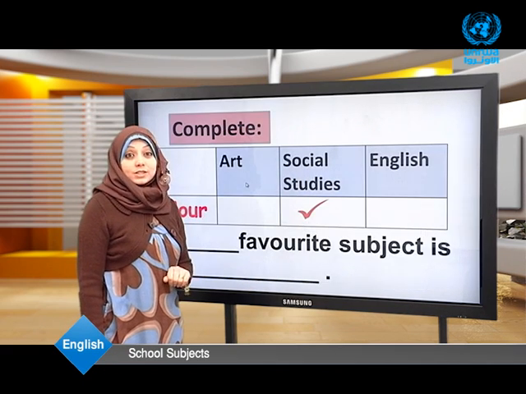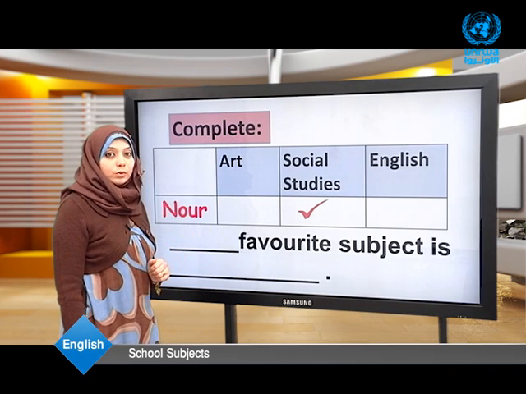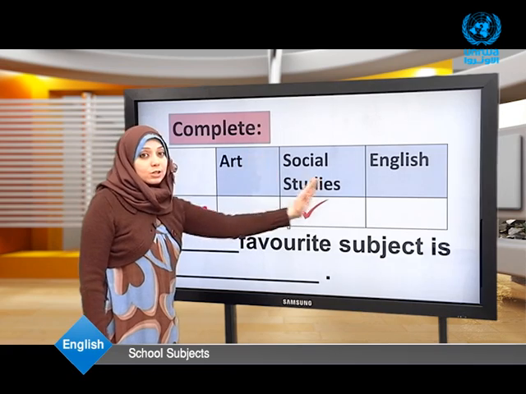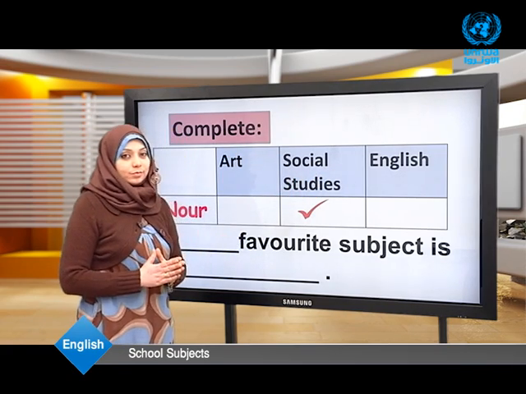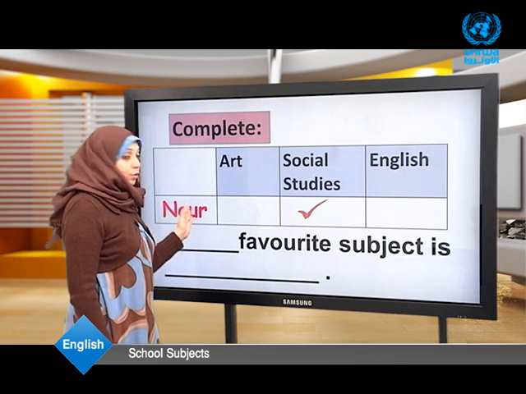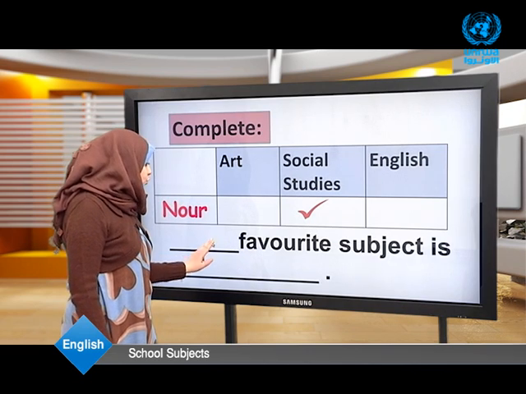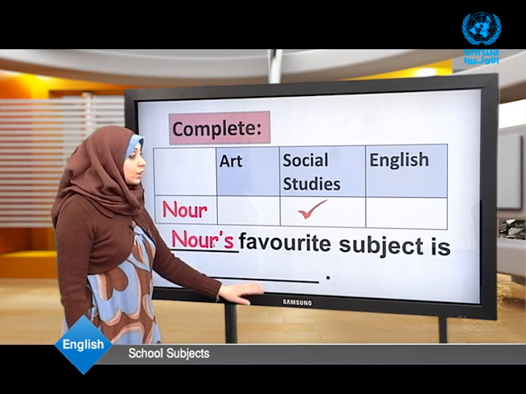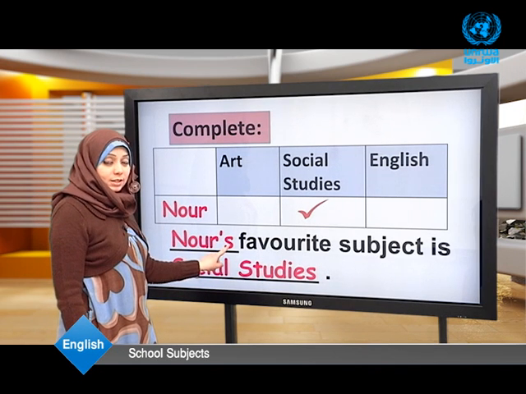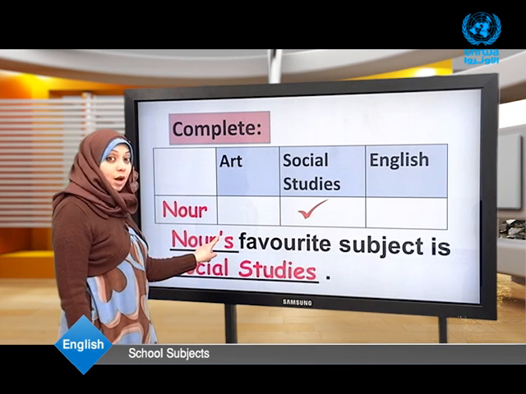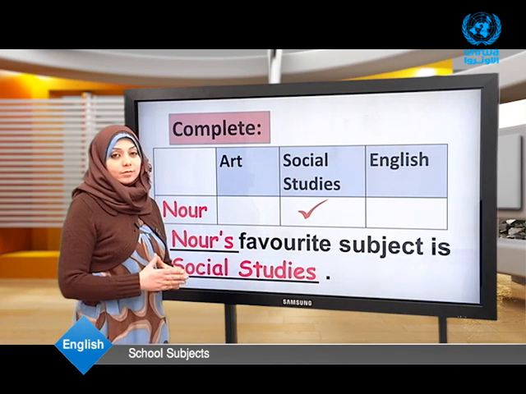Okay, let's see this table. Here we are talking about our friend Noor. Here we have 3 school subjects. We have art, social studies, and we have English. Noor likes social studies. So, Noor's favorite school subject is social studies. Look here, we put S and before that we put apostrophe. So, Noor's favorite subject is social studies.